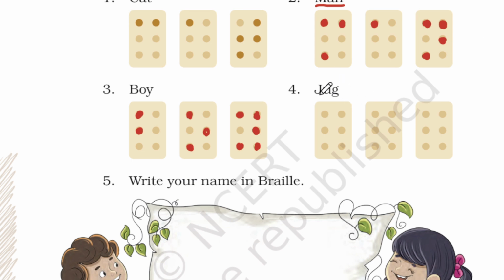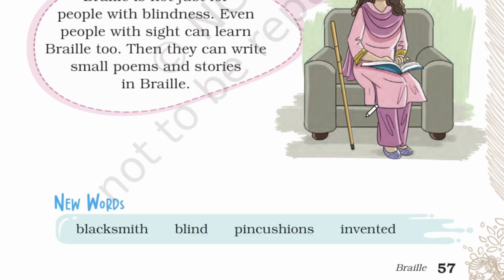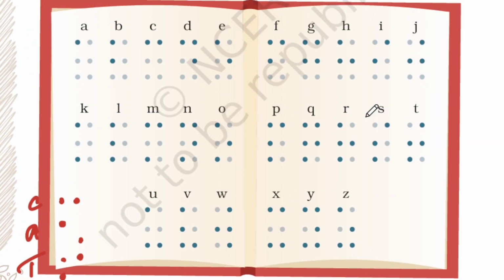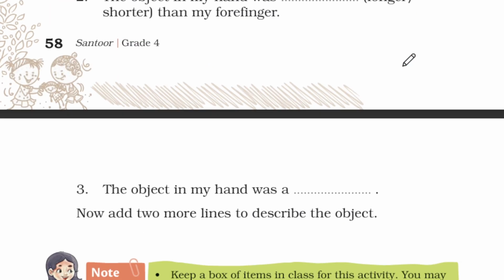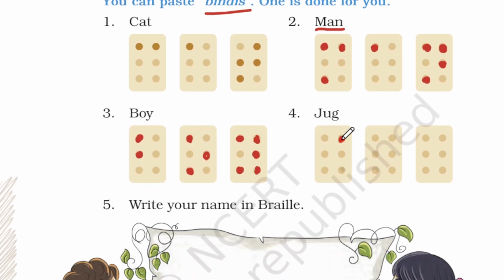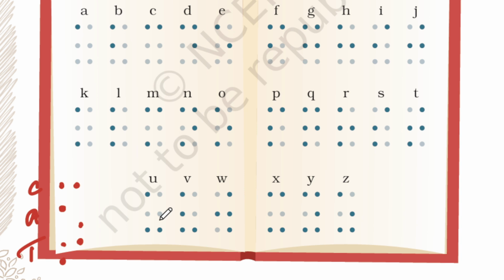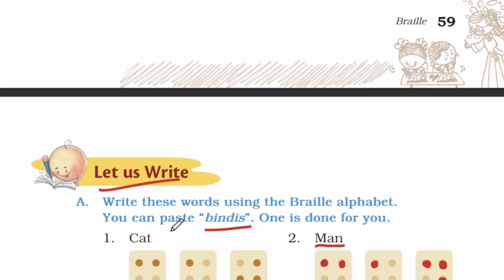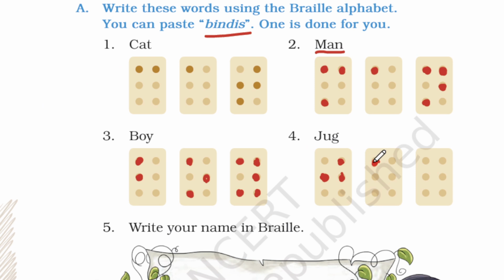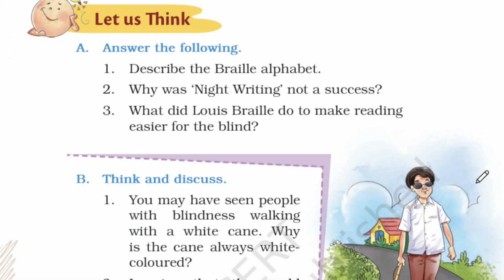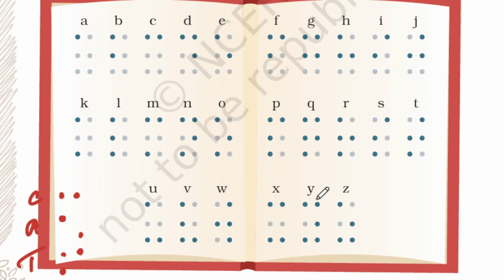Okay. Next we have jug, J-U-G. So we will check for J. So where is J? We have J here. So this is J. And we have U. Where is U? So this is U. And last one is G. This is not your exam question, students, just an activity, okay? So where is G? G is here.